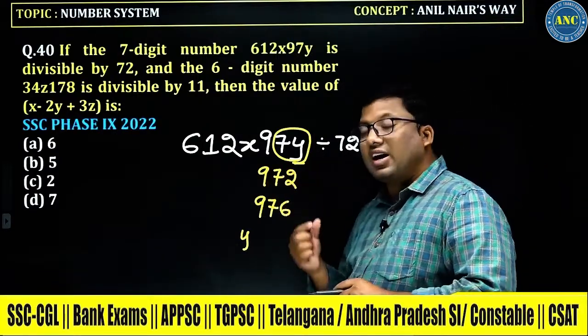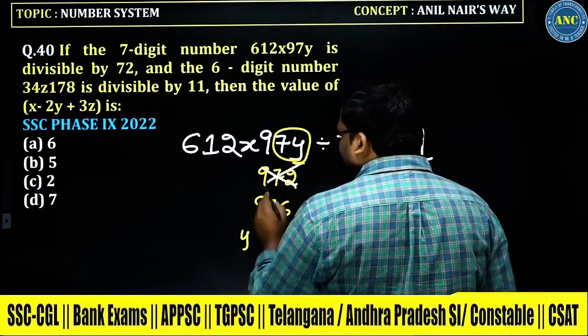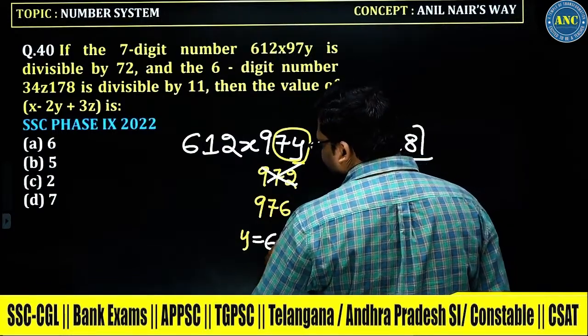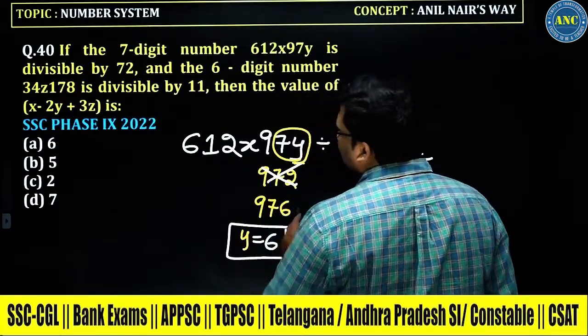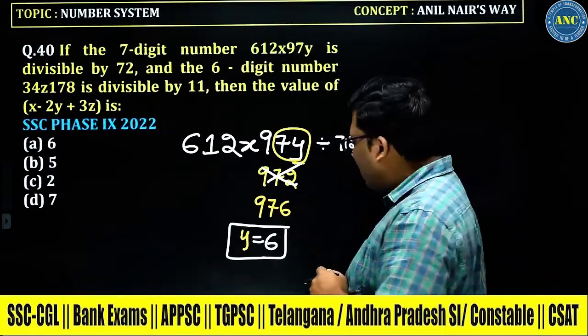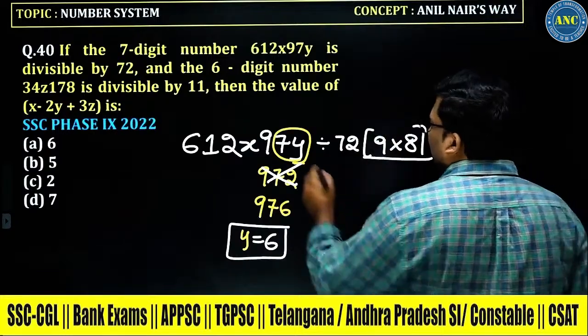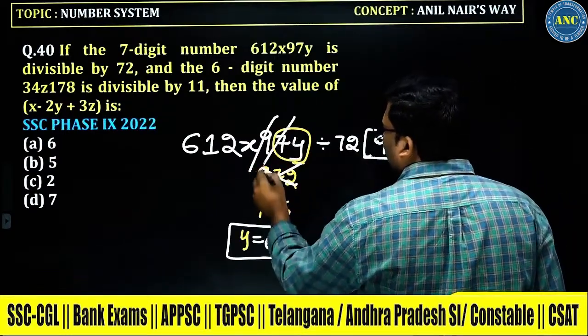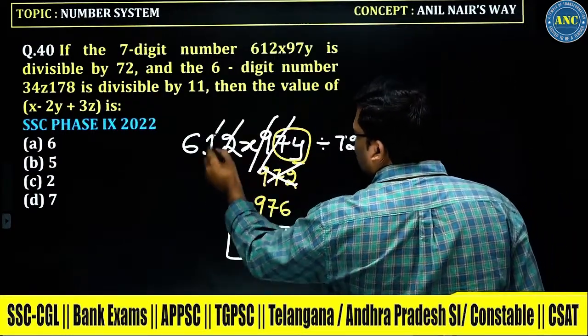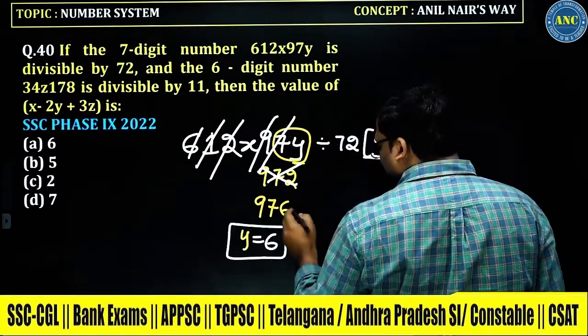8 12s are 96. 12 is not divisible. That means y is 6, which is fixed. If y is 6, what is the next number? 9 means 9 plus 7 plus 2 plus 6 plus 1, that is 6 plus 1.